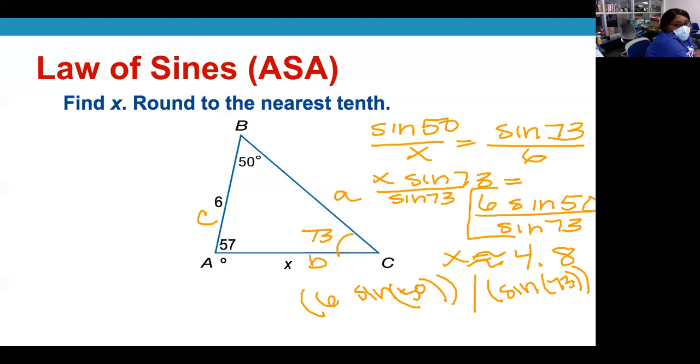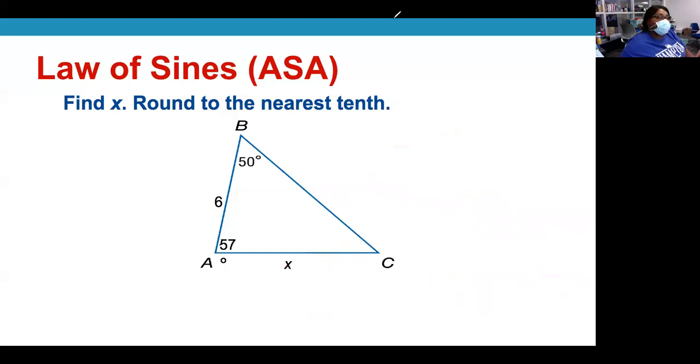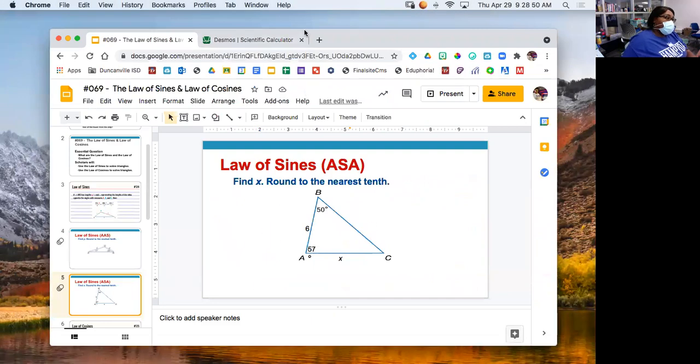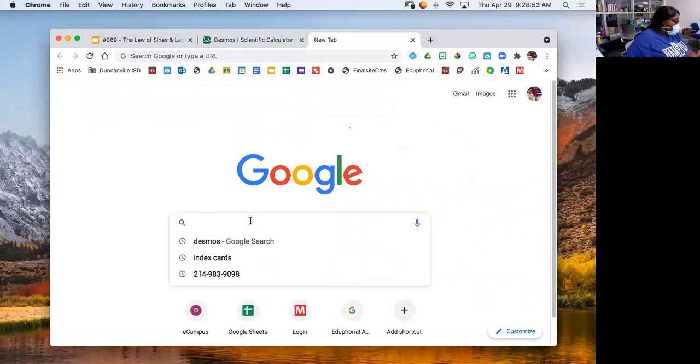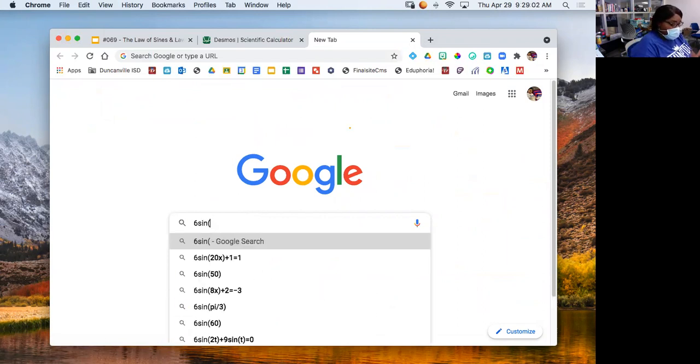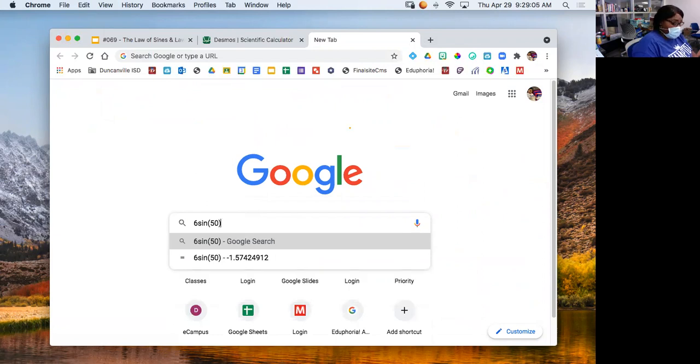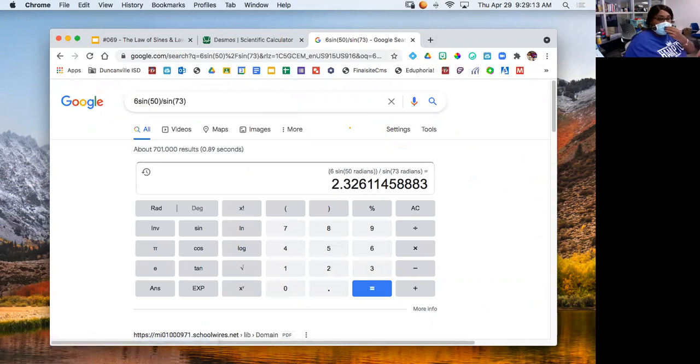And you also need to make sure that, let me look at something real quick. And I'm glad that we have that. Let me see. Calicia got a different answer and she says she's just using the calculator on the Google search. So if I just type, what was it that I needed to type in? 6 sine of 50 sine of 73. So that's what you typed in, right?